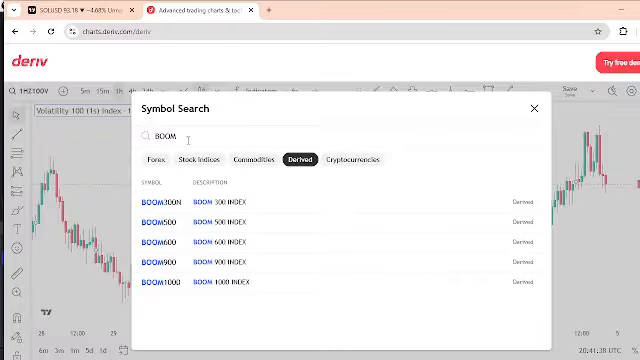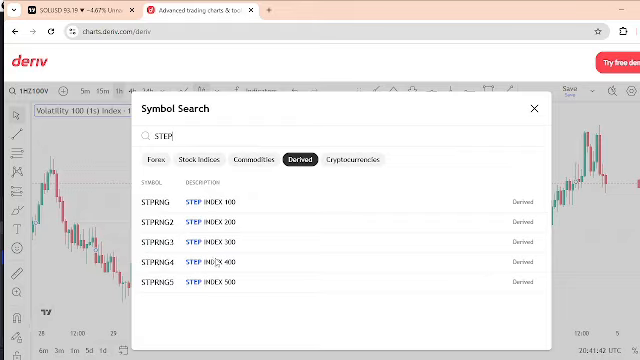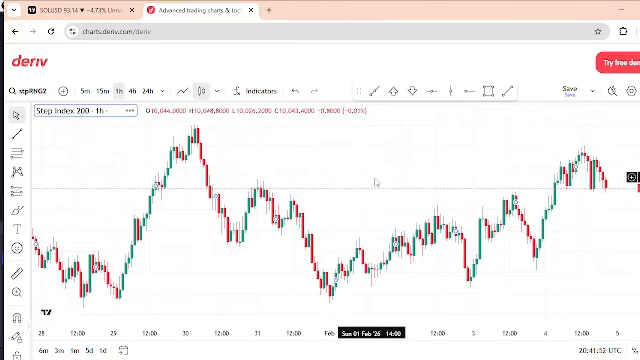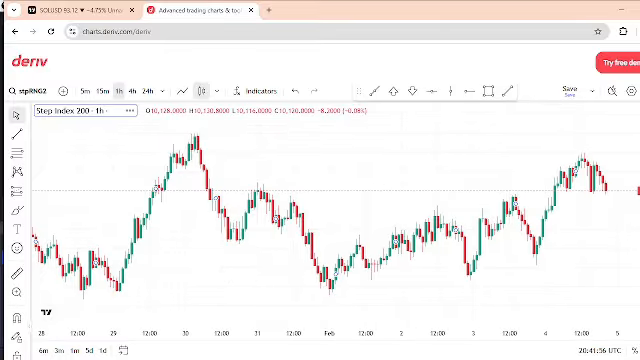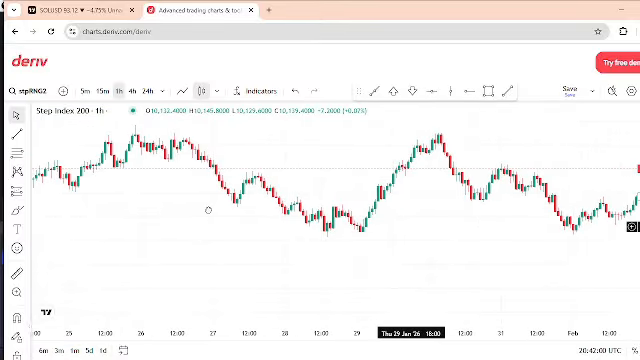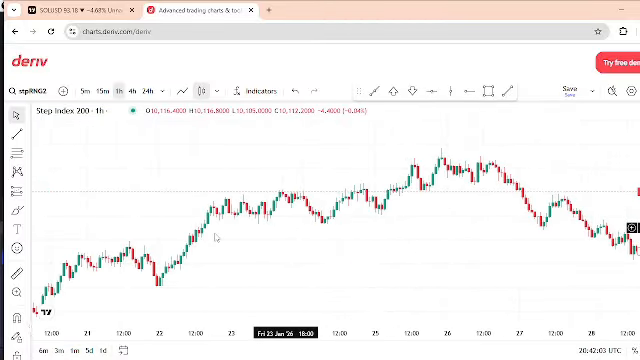Then we also have the Step Index. I love Step Index, especially this Step Index 200. I still traded this Step Index 200 this week. In fact, I've fallen in love with Step Index 200 in recent times, more than anything else. I'm telling you, in little time like this, you're already in massive profit. So you can see this is Step Index 200.